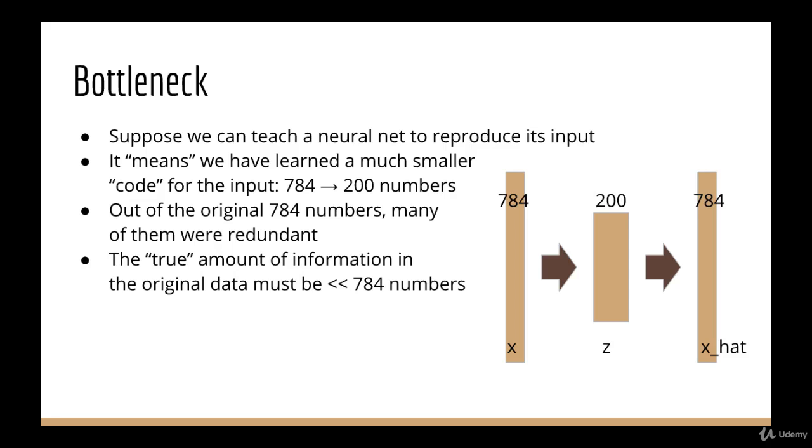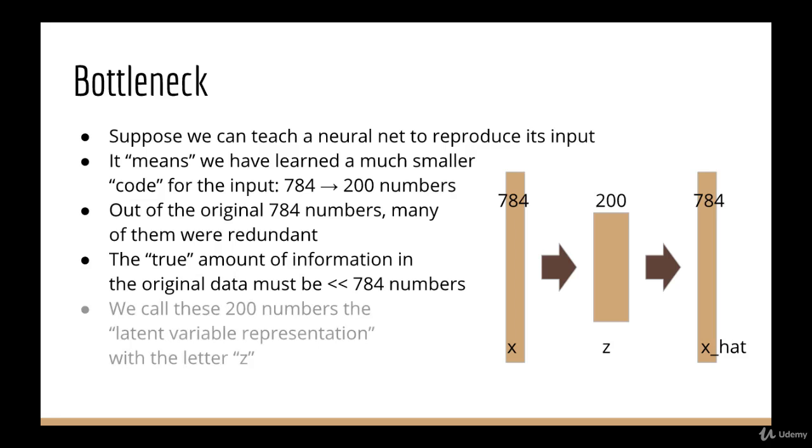We typically call these 200 numbers in the hidden layer the latent variable representation, and we typically use the letter Z to represent it. This shouldn't come as a surprise, since we've consistently used the letter Z to represent the hidden layers of the neural network and latent variables in the past. We'll touch on this concept again later.